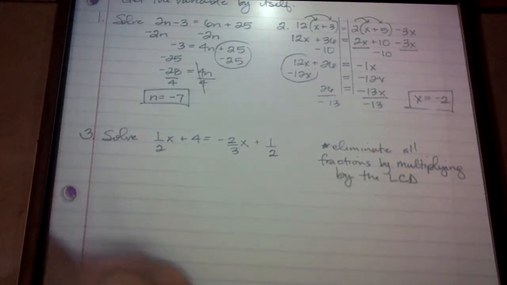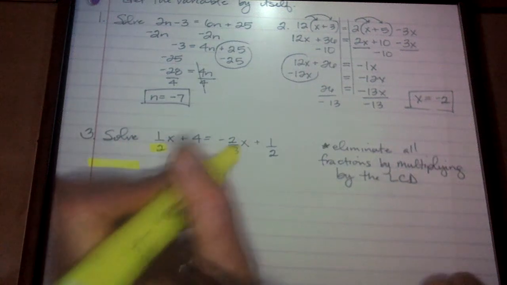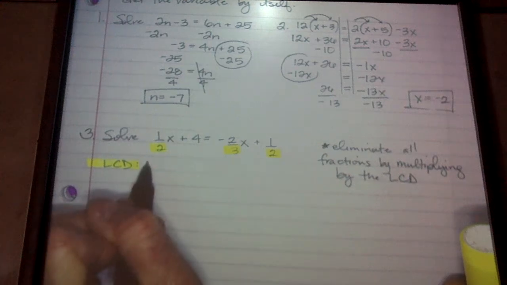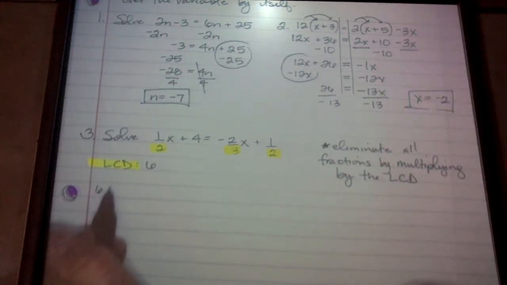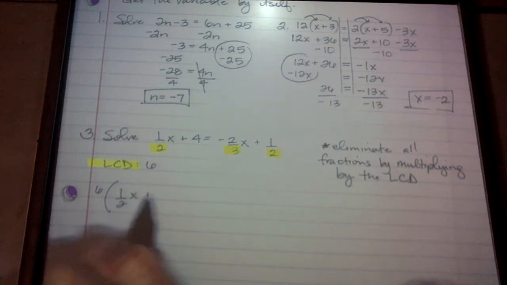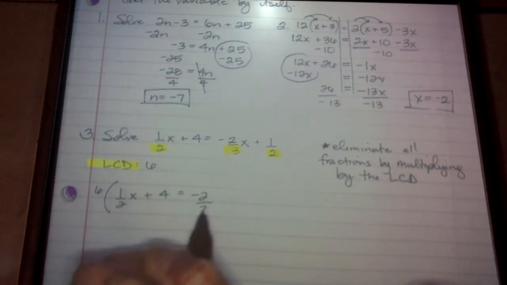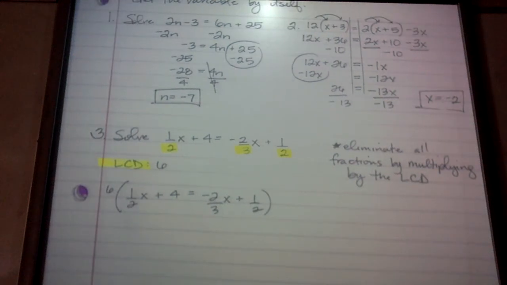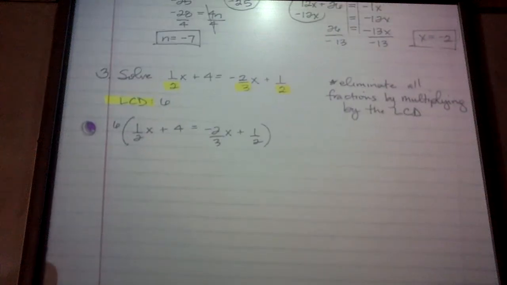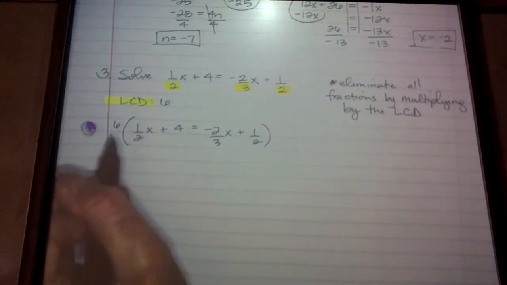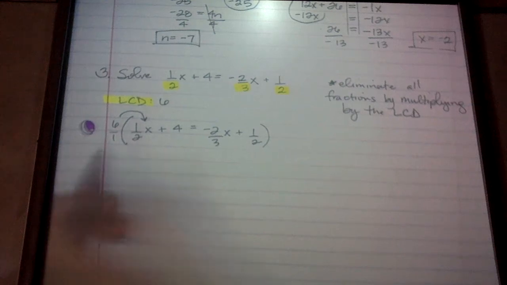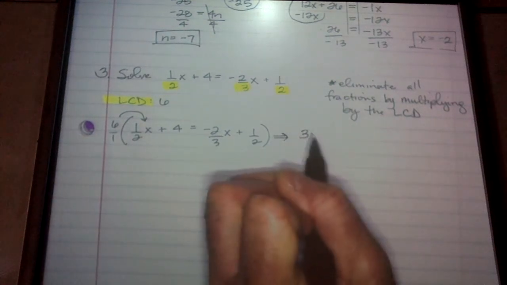So I'm looking for a least common denominator between 2, 3, and 2, which between those three numbers, my least common denominator is 6. So I'm going to multiply the entire equation by 6. Okay, you can use a calculator if you'd like, or you can remember how to multiply fractions. There's an invisible 1 underneath. So 6 times 1/2 x is like saying what's half of 6. So 6 times 1/2 leaves me with 3x.